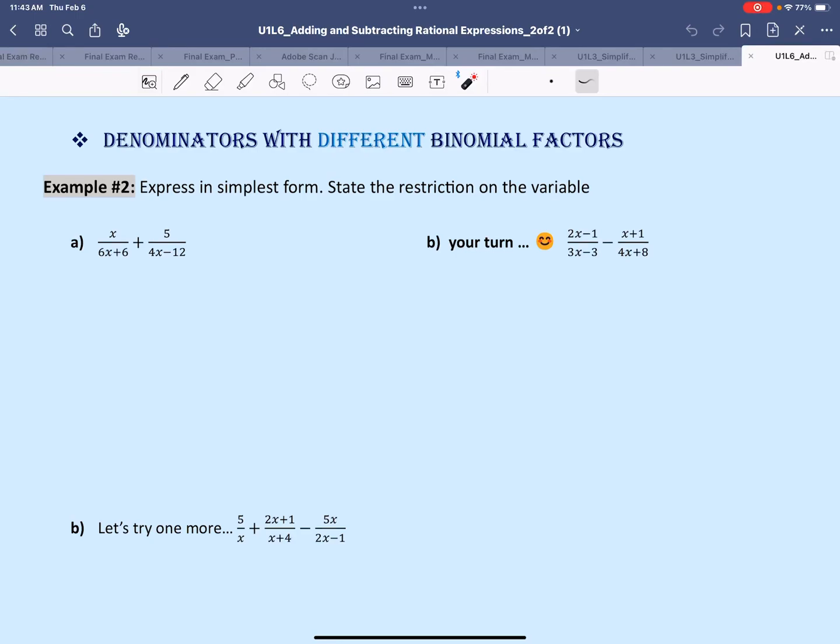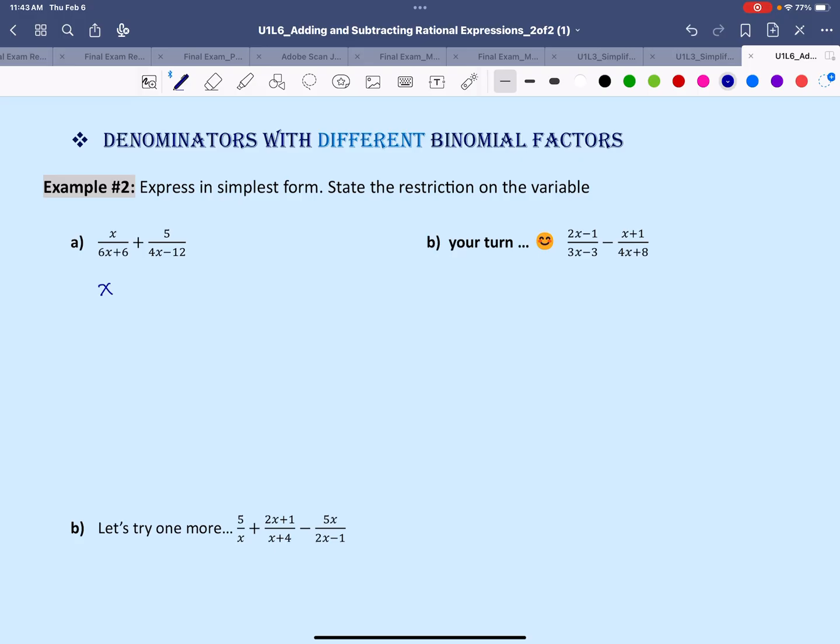Let's take a look at some examples of adding and subtracting rational expressions. This time we're considering rational expressions that have different binomial factors. So step number one would be to inspect what you have. You have two terms in this rational expression. And next we are going to factor the denominators.